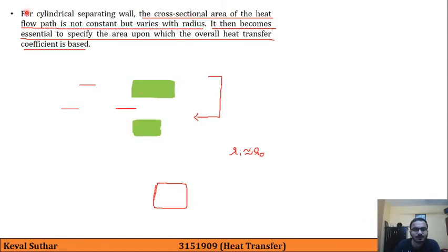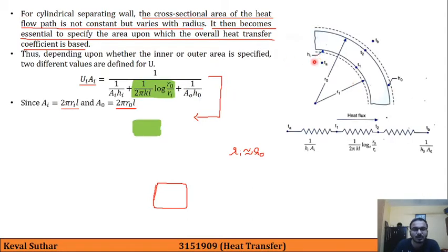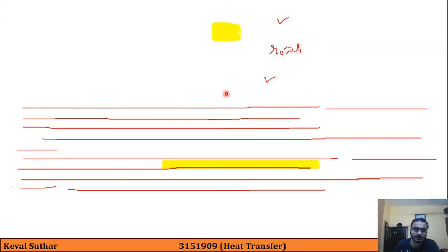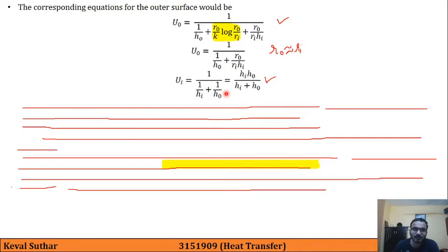The next is, if it is a cylindrical wall, then the formula is getting changed, and by some assumptions, that is neglecting the resistance due to material and wall thickness is considered small, then our overall heat transfer coefficient is reduced up to this. And here in case of cylinder, the overall heat transfer coefficient based on the inner surface is separate and based on the outer surface is separate. And here there is a correction I need to make.